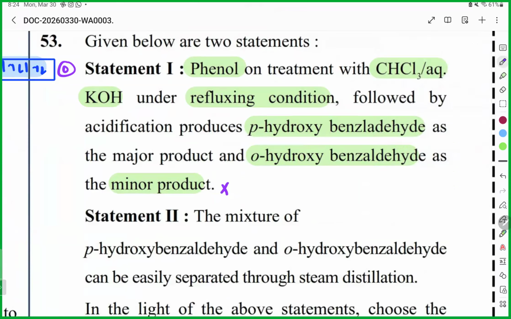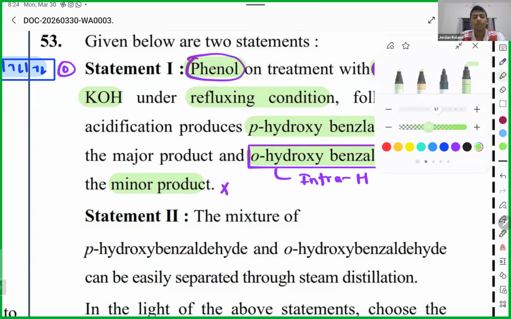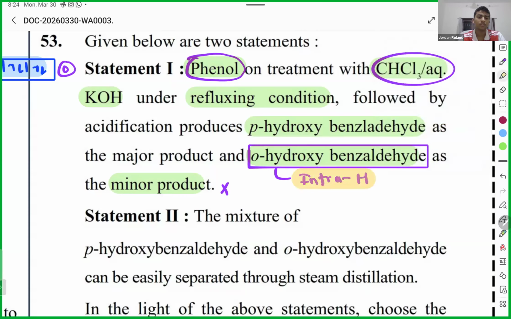In the Reimer-Tiemann reaction, when phenol reacts with chloroform and KOH, what will happen? It will produce ortho-hydroxybenzaldehyde as the major product. Correct? And the minor will be para. Why is it major, Jordan? I don't remember why ortho is major, sir. But it's just intramolecular, right? Intermolecular bonds don't overtake the reaction, so therefore ortho is more dominant.